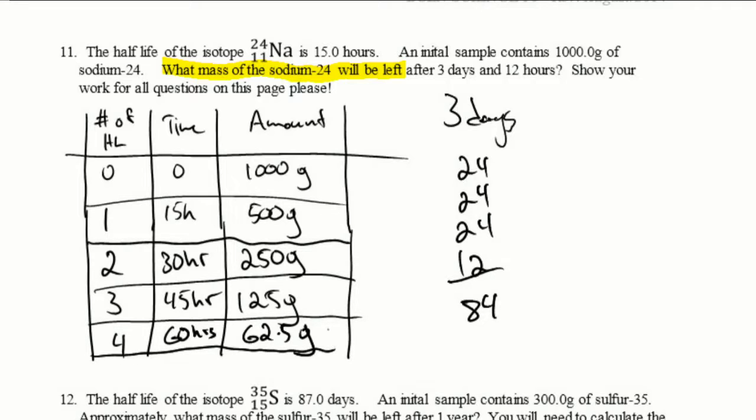So let's see if I can fit another one. 5 half-lives is 75 hours. And what are we down to? 31.25. And can I jam one more in here? I can. 6 half-lives gives me 90 hours. And I have 31.25, so half of that is 15.6 grams.